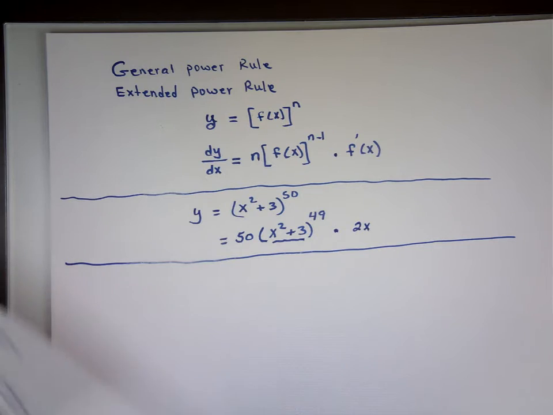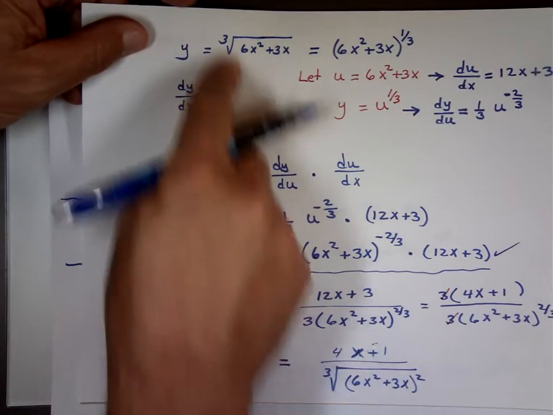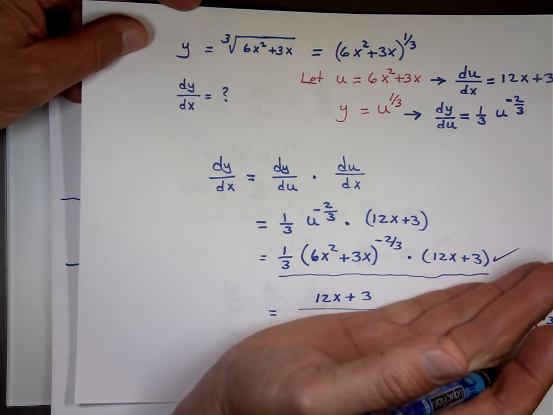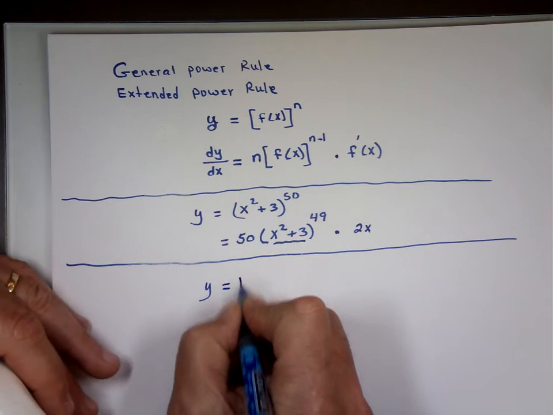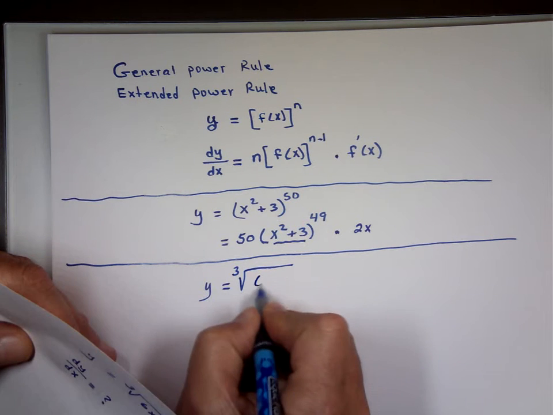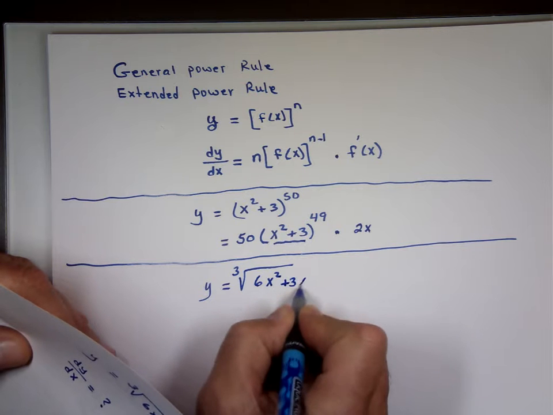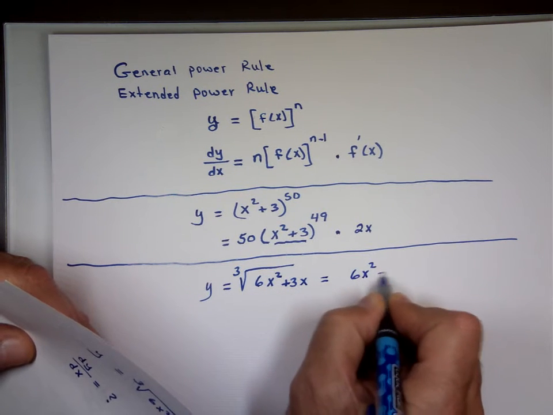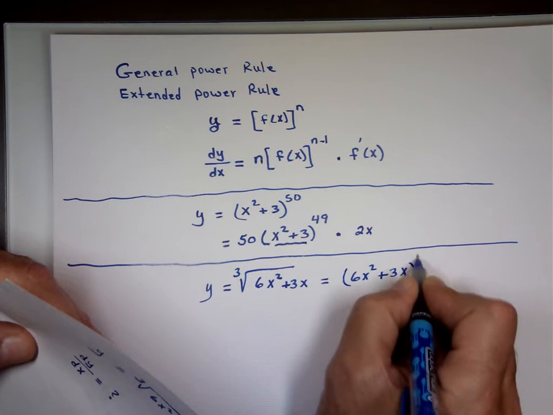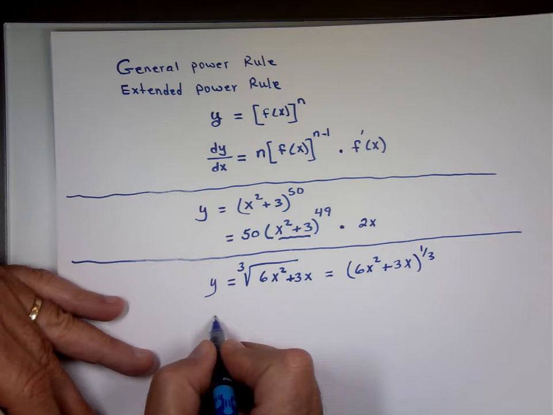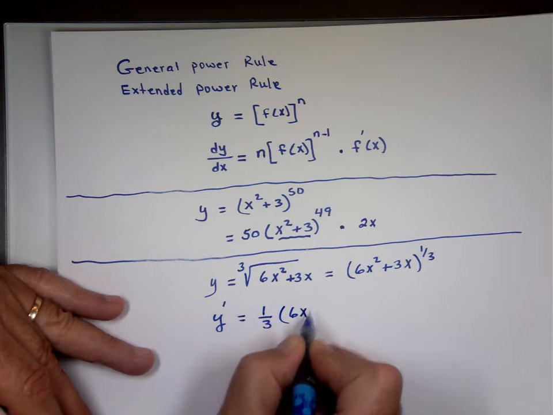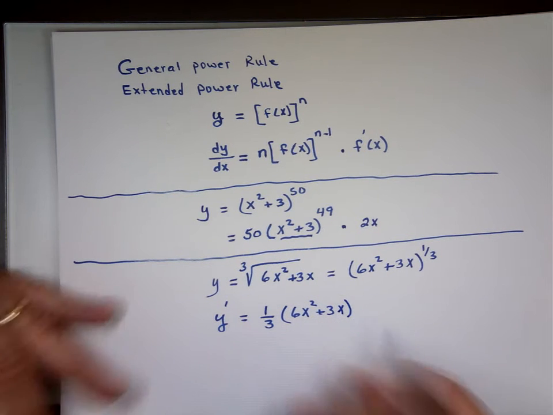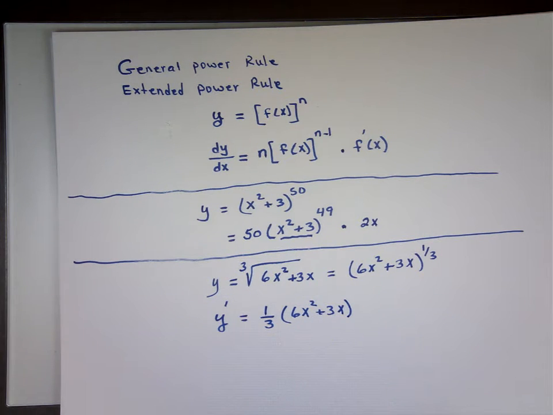The second problem we did, the cube root, again, that took a full page here to do, or half a page, at least up to here. I'm going to do that in one step. It was the cube root of 6x squared plus 3x. And I said, you can write that 6x squared plus 3x to what power? 1/3. The derivative of that, move the power to the front just like before, and you subtract 1 from the power. When you subtract 1 from 1/3, what's the answer? Negative 2/3.